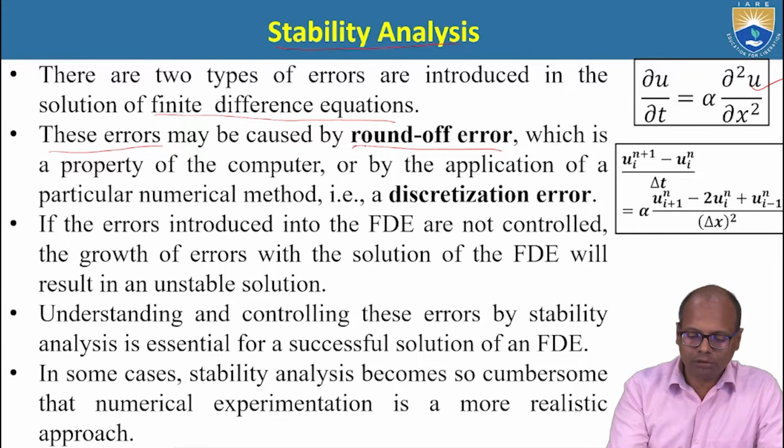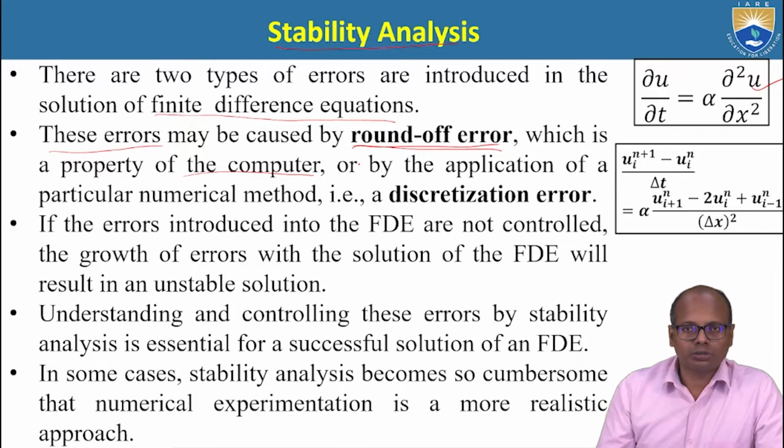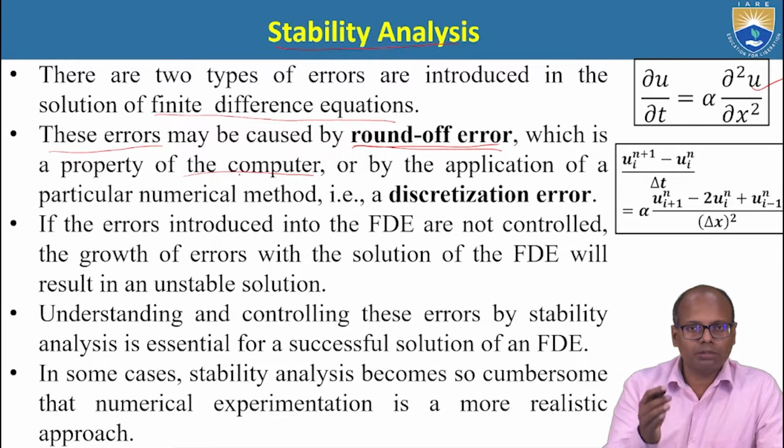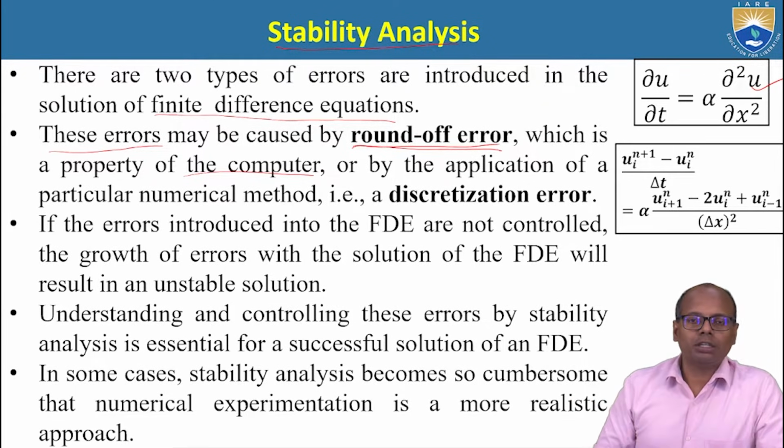So that is called the round-off error because of the ability of the computer. The computer cannot solve the infinite number of terms. So what we are doing, we are truncating the series expansions up to some point depending on the order of accuracy that we need. So that is called the round-off error.